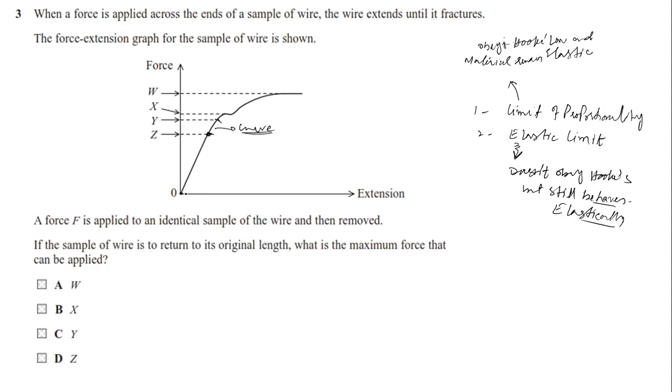So the maximum force that can be applied is at Y, and after Y you have another small interval, and you have another point, and this point X is called the yield point, after which you have a large extension. So the maximum force that can be applied and the material returns after removing that force is Y. So your option should be C.